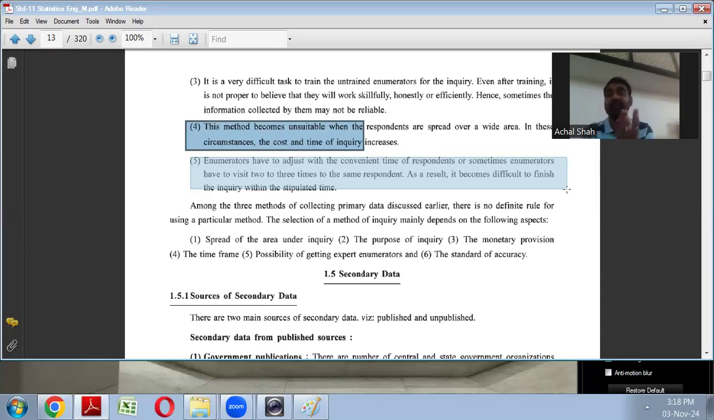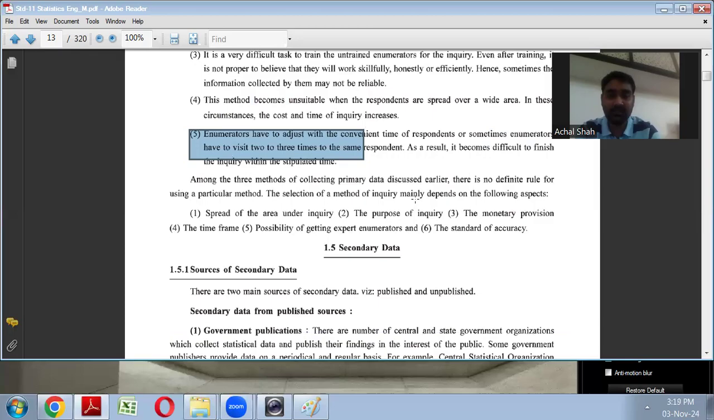Suppose he has been given a target of 4 days to complete inquiry in one particular area, but because of issues of matching of time, right? In that case, you will not be able to get the inquiry done within that stipulated time period. So that is the disadvantage in this method. Okay.